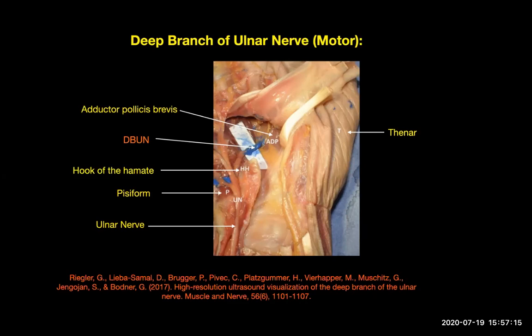You have to see the hook of the hamate first, and then as you move forward, you can see it just beneath your flexor digiti minimi. Okay, so that is how to identify those two nerves.